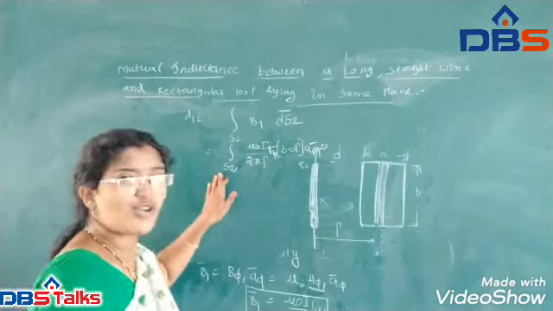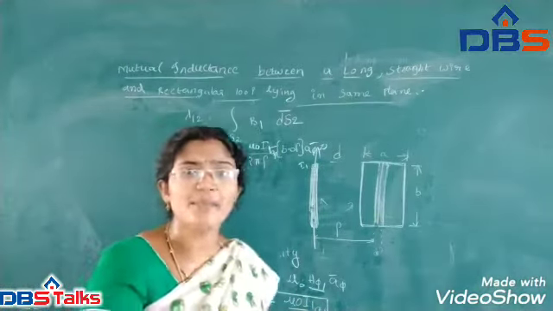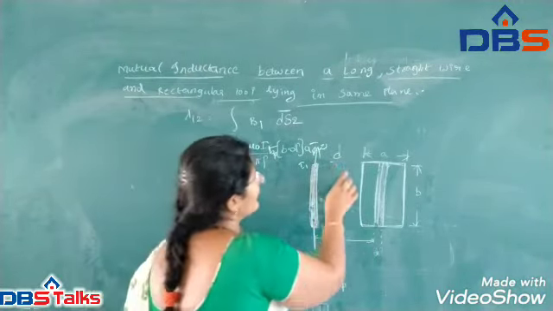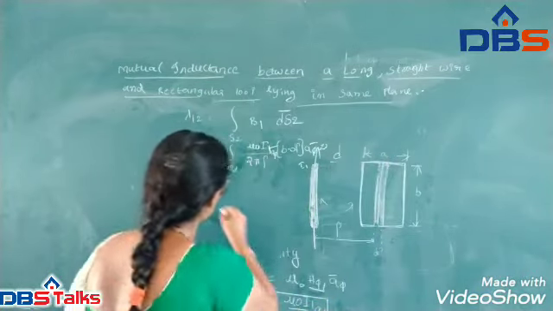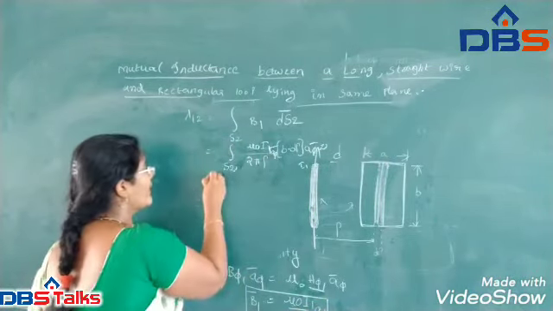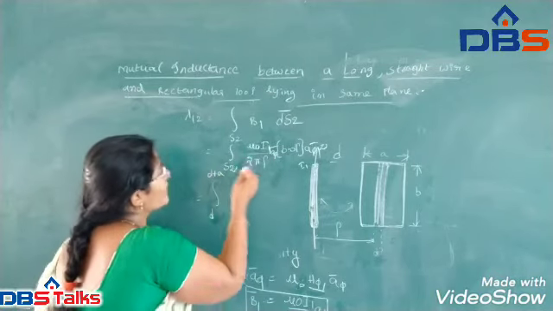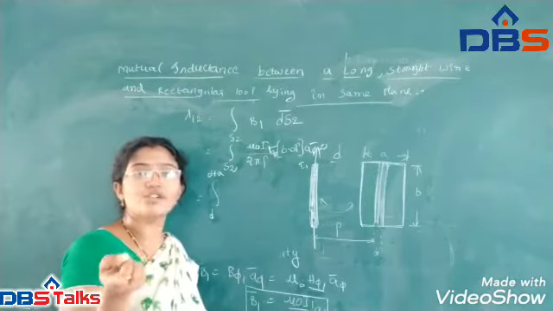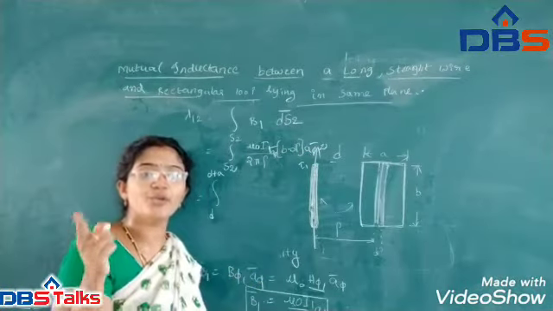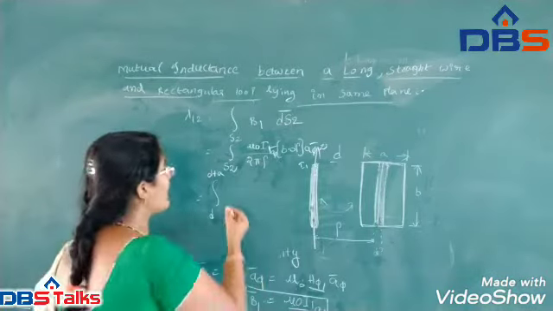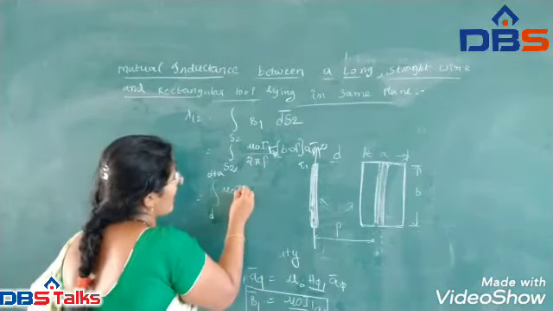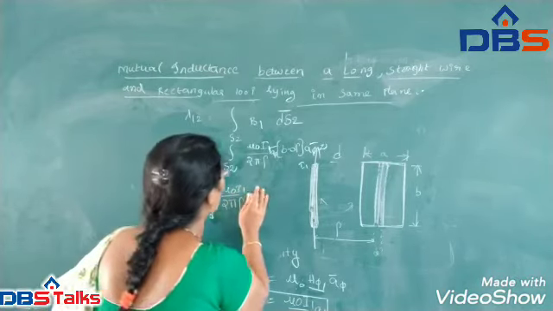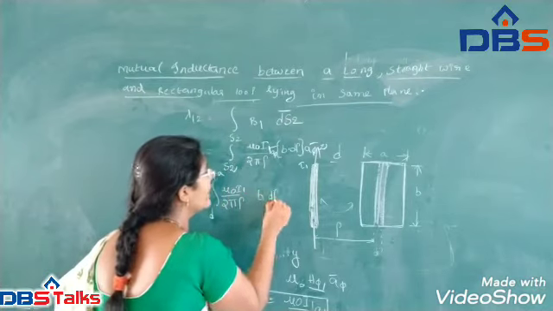See, S2 is nothing but the integration, that means limits. This rectangular loop is placed between d and d plus a, so you can write the limits d to d plus a. Here a5 dot a5 bar is equal to 1, because the dot product of any two same unit vectors is 1. So you can write mu naught I1 by 2 pi rho, and already here you have b d rho.